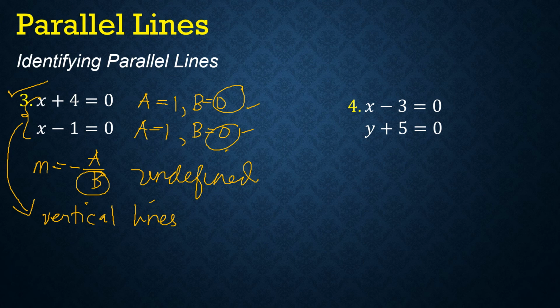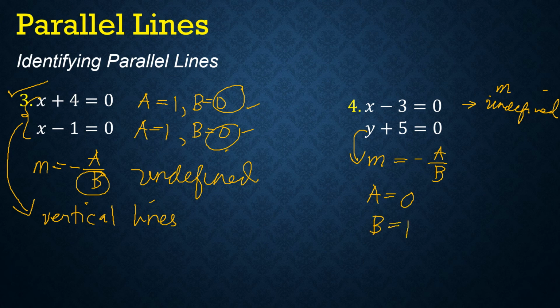Let's have number 4. The slope of this line is undefined. However, on the second line, the slope is negative a over b, where a is equal to 0 because there is no x here, so the numerical coefficient of x is already 0. B is equal to 1, and when you substitute that, it is automatically 0. But 0 is not undefined, and undefined is not 0. Therefore, in number 4, they are not parallel to each other.